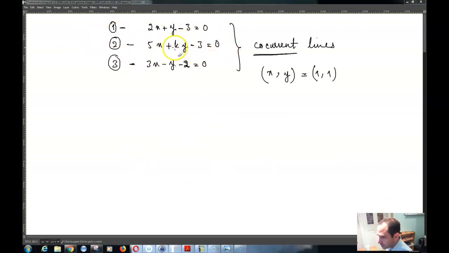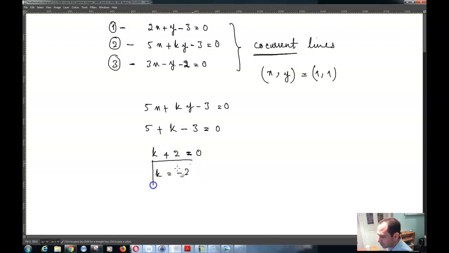Now that I have my x and y, I can put it in the equation where I have my k, and calculate my k over here. I have 5x plus ky minus 3 is equal to 0. So then that is 5 times 1 is equal to 5 plus k times y is equal to k minus 3 is equal to 0. And 5 minus 3 is equal to 2, plus k is equal to 0, and that means that k is equal to negative 2.